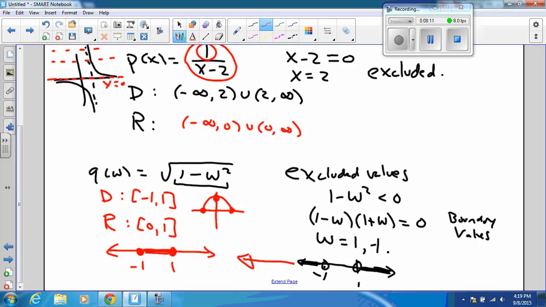If the domain was fine, but the range was troubling to you, don't worry too much about it, because we will get additional tools this year that will help you find the range more effectively.